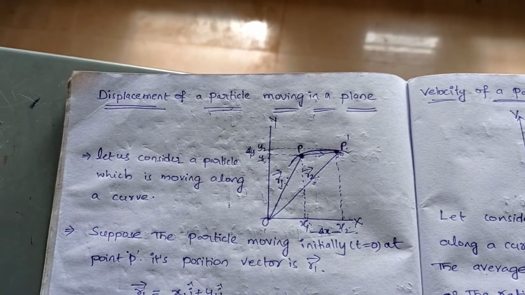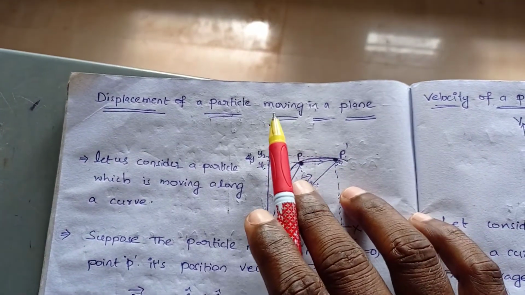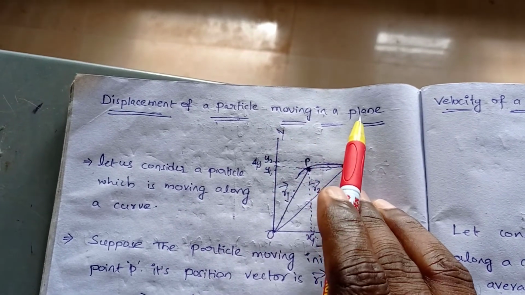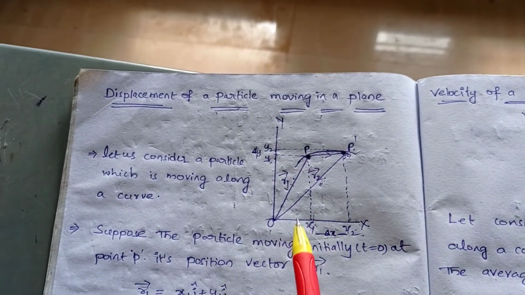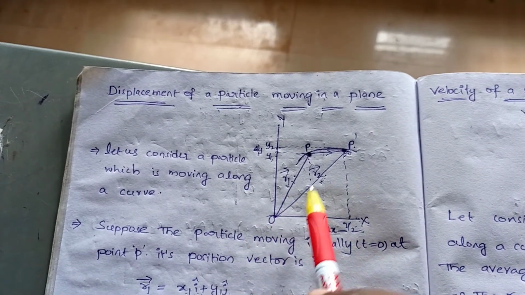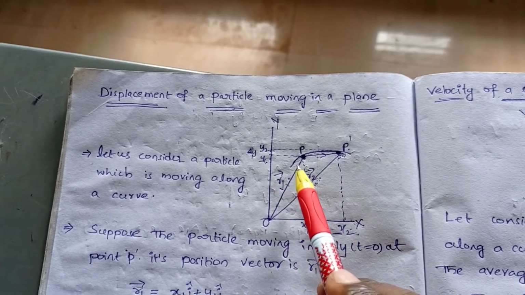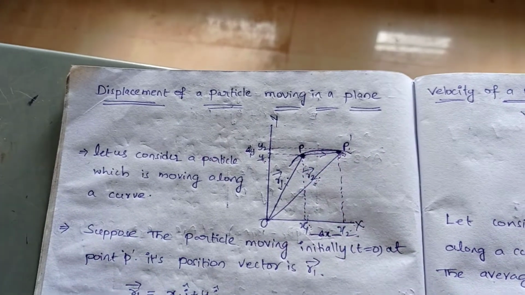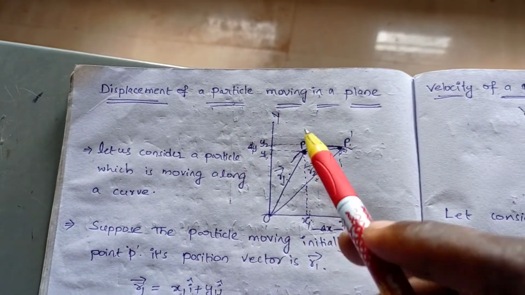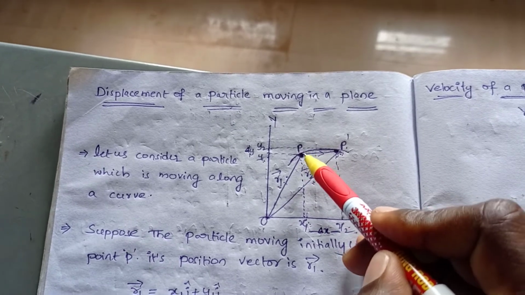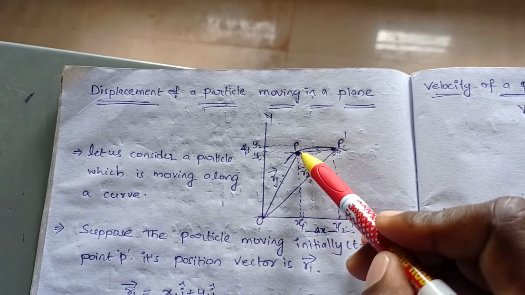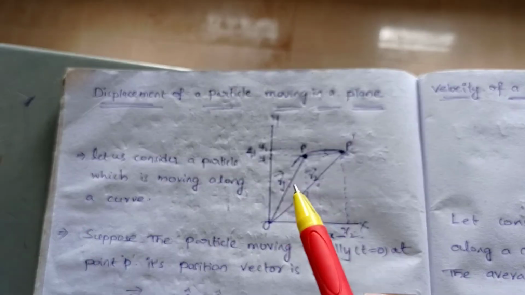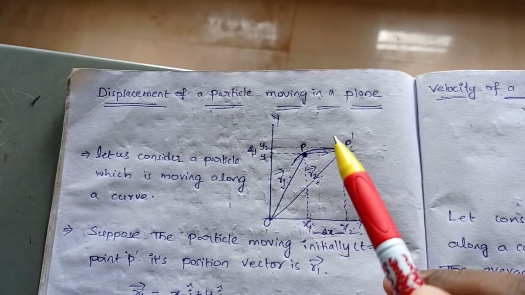Good morning students. Today we are going to discuss the topic displacement of a particle moving in a plane. Suppose this is a plane. If we take a particle, that particle is moving in a plane along a curved path. This is the curved path. Initially the position of the particle is at point P. Initially means at time t is equal to 0, the starting point.